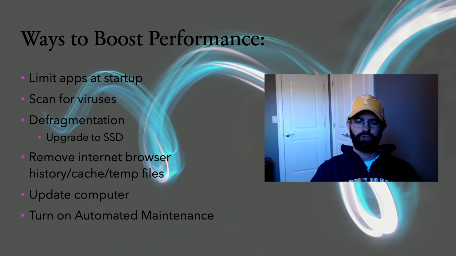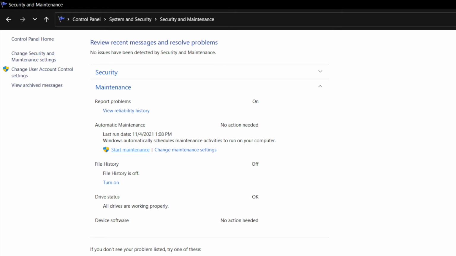Next, you want to turn on automated maintenance. Now, this can be accessed through Control Panel, System and Security, Security and Maintenance. Click on Maintenance and click on Start Maintenance. This will basically just keep your computer up to date and make sure that everything is working smoothly as Windows expects it to be.